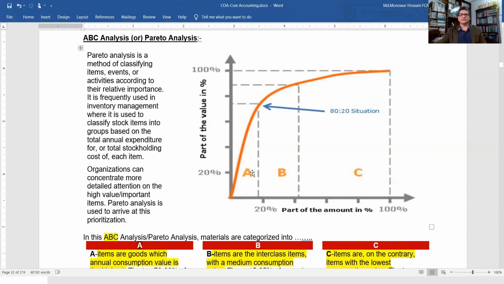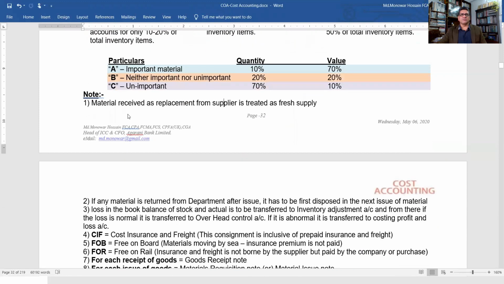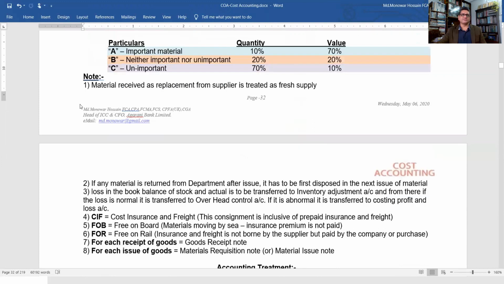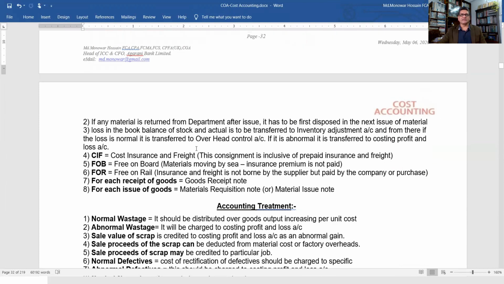Look here. Material received as replacement from supplier is treated as fresh supply. And if any material is returned from a department after issue, it has to be first dispatched in the next issue of material. Loss of book balance of stock versus actual is transferred to inventory adjustment account, and from there, if the loss is normal, it is transferred to the overhead control account. If abnormal, it is transferred to costing profit and loss account.